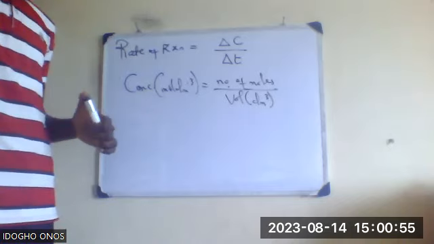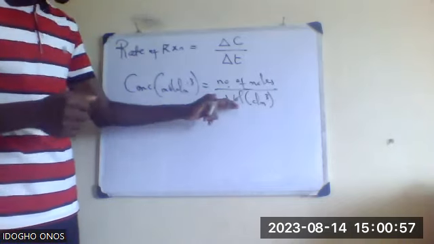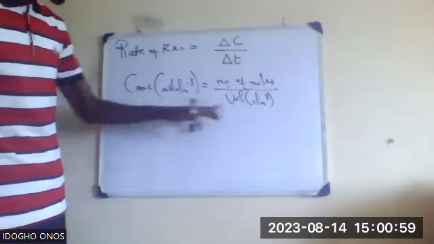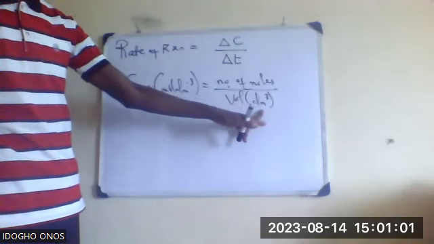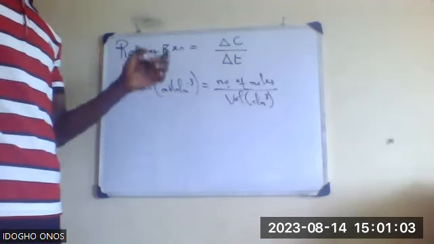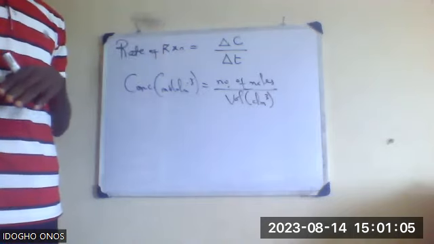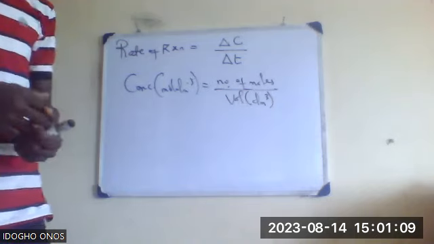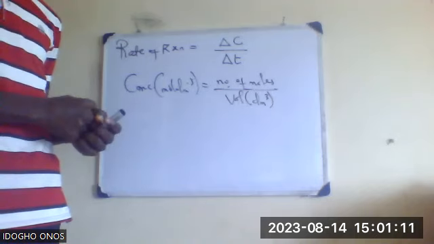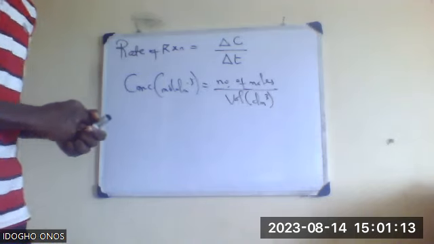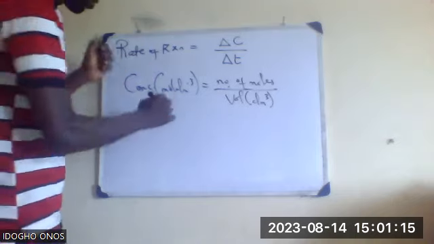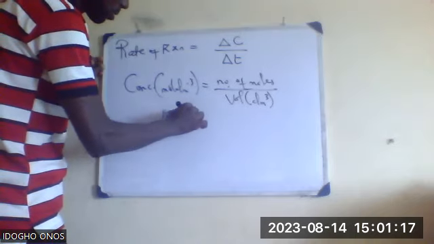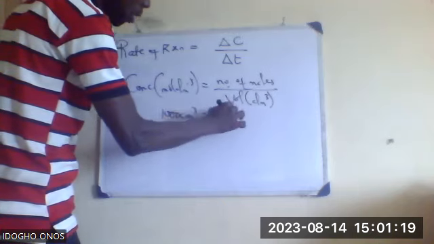But I'll ask a simple question. Let your students know that for concentration, volume must be in dm³. Volume can either be in cm³ or dm³. What's the relationship between those two, cm³ and dm³? 1000 cm³ is equal to 1 dm³.